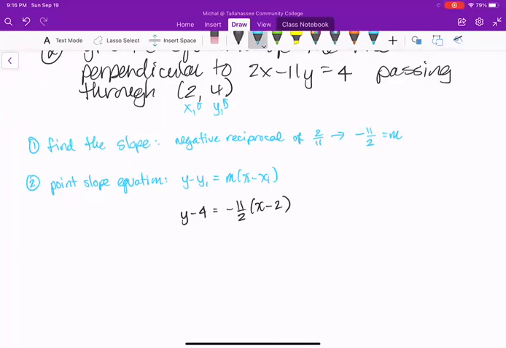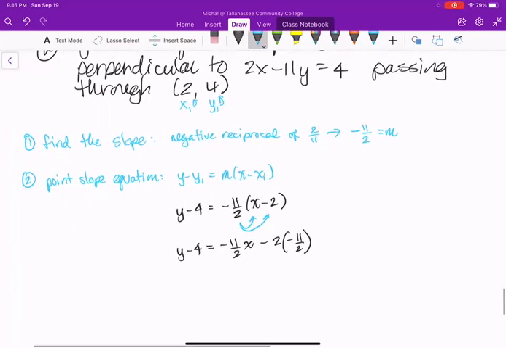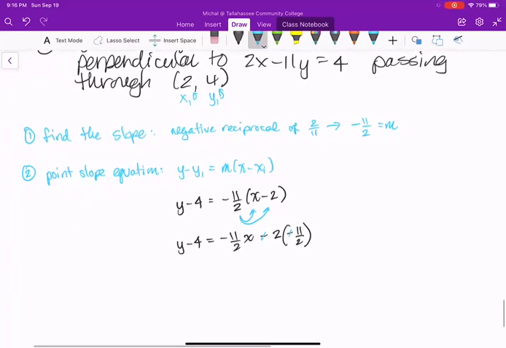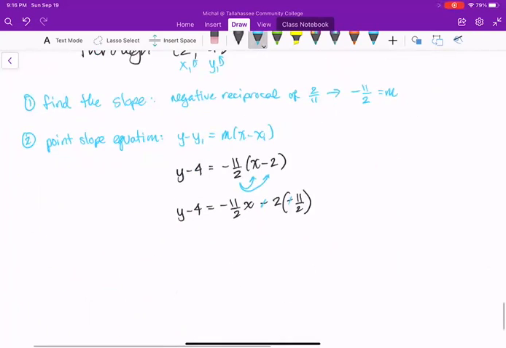So now I'm going to distribute the same way I did before. My negative 11/2 is going to get distributed to both terms on the right side of the equal sign inside of the parentheses. So I get y minus 4 is equal to negative 11/2 x minus 2 times negative 11/2. When I simplify this, I have a negative and a negative, which is going to give me a positive. And then I also have times 2 and divide by 2, which 2 divides 2 one time. So I just get positive 11. So on the left side, I get y minus 4 still. And on the right side, I have negative 11/2 x plus 11.